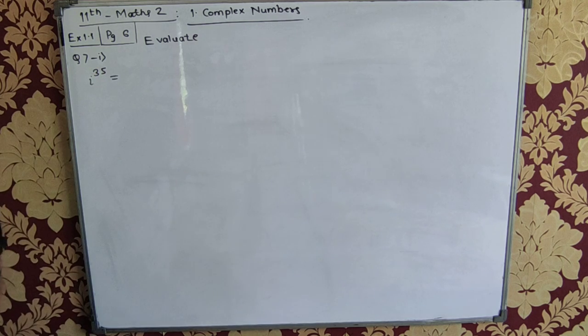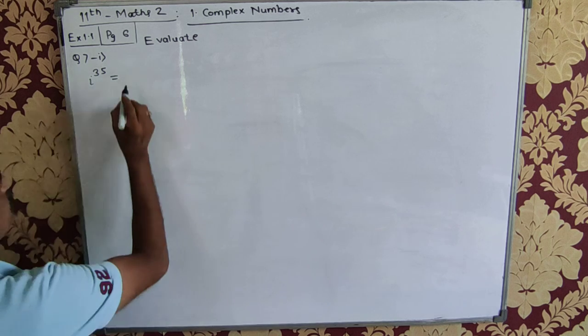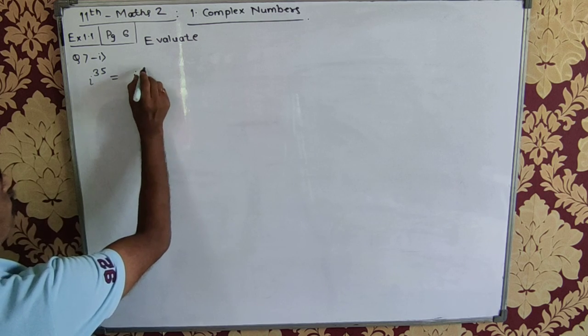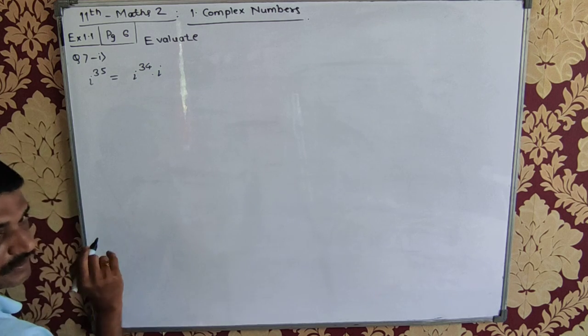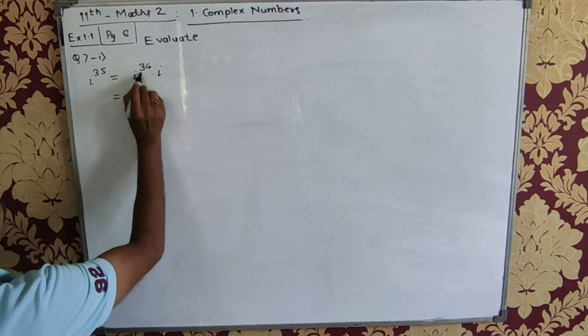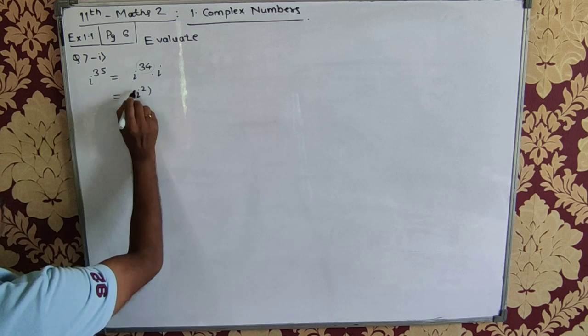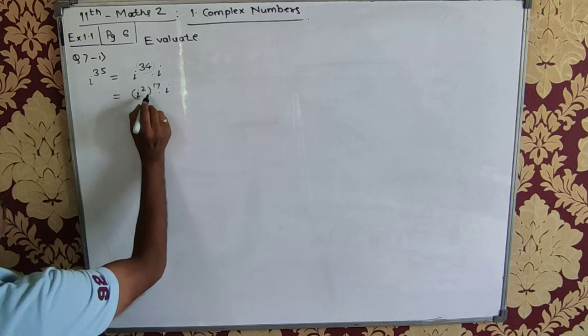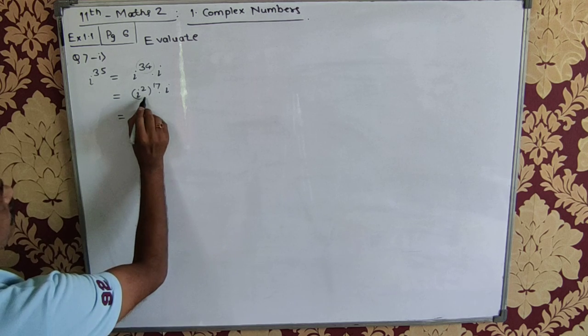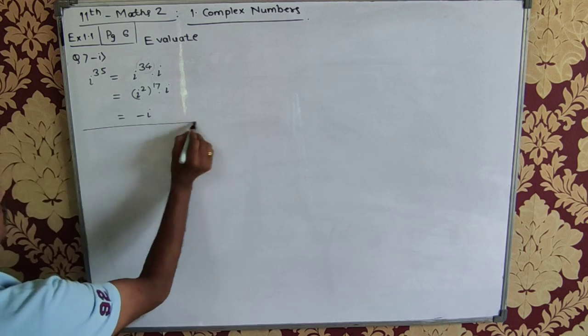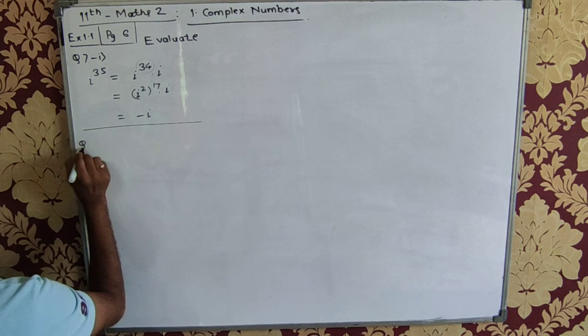i raised to 35. i square is minus 1. i raised to 34 into i. Okay, i raised to 34, this is an even number. This is i square raised to 17 into i. Now i square is minus 1. Minus 1 raised to odd number is minus 1. Minus i. Is this okay?